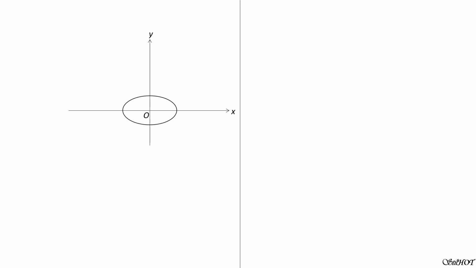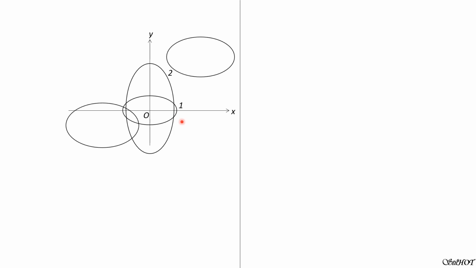So let's have this ellipse with center at the origin, major axis on the x-axis, call that ellipse number 1. Then ellipse number 2, center at the origin, major axis on the y-axis. Ellipse number 3, with center at h, k, and major axis parallel to the x-axis as shown. And ellipse number 4, center at h, k, major axis parallel to the y-axis as shown.